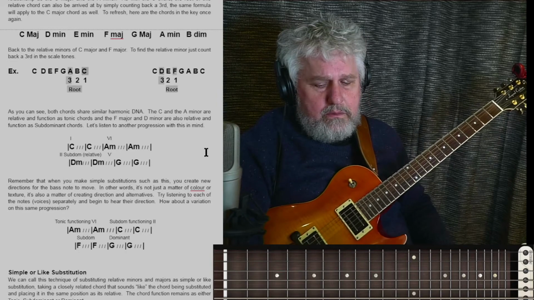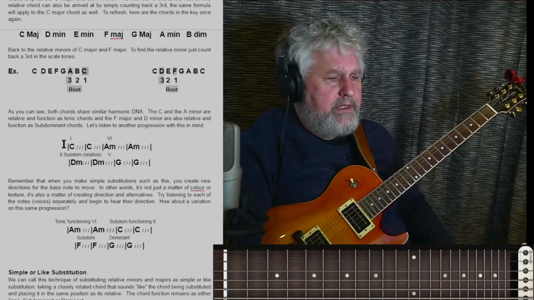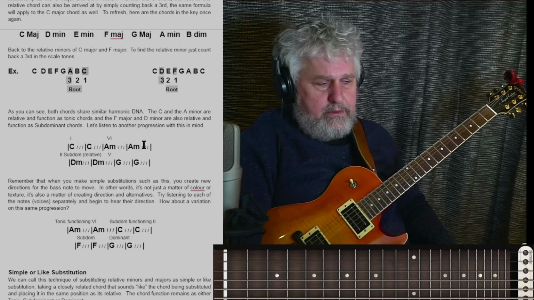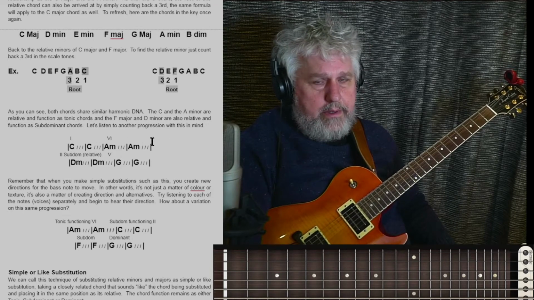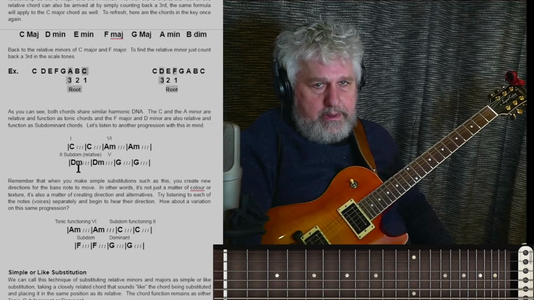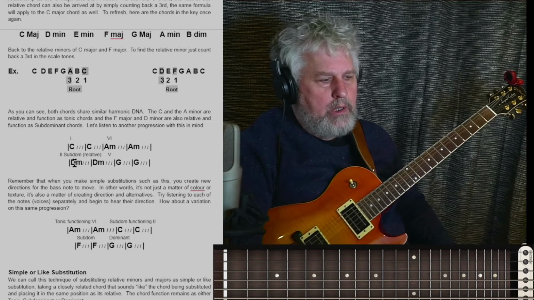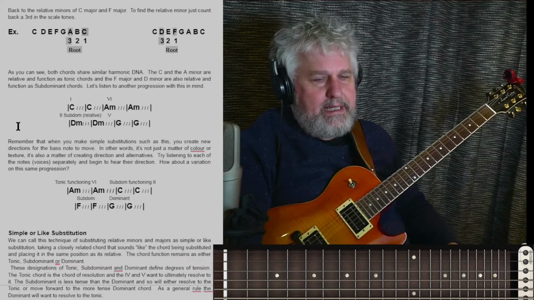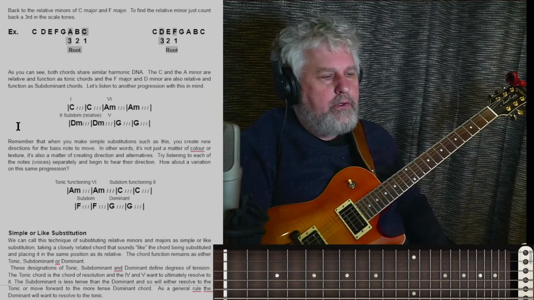So in other words, we have two tonic sounds in the key, which are C major and A minor. And then we have two subdominant sounds, which are F major and D minor, and they are interchangeable. It depends on how you want the bass line to move, and it depends on the color that you're looking for.